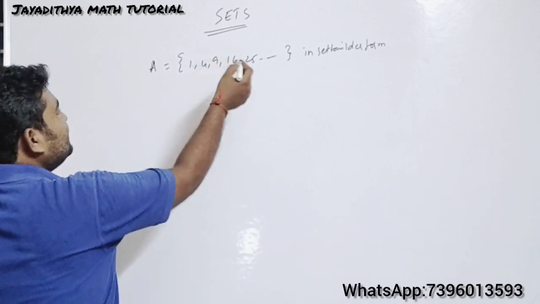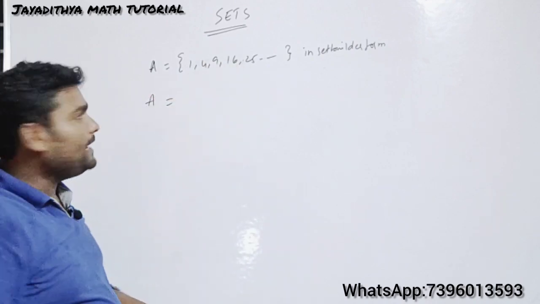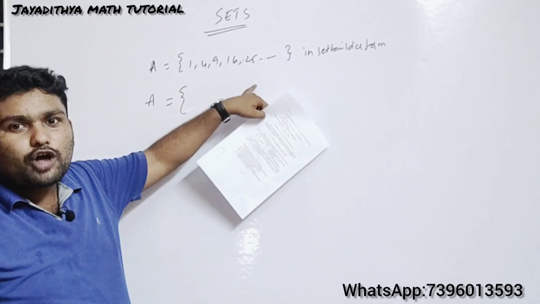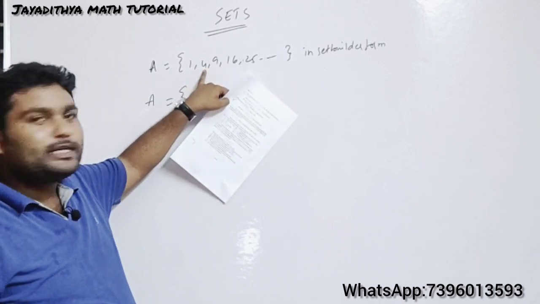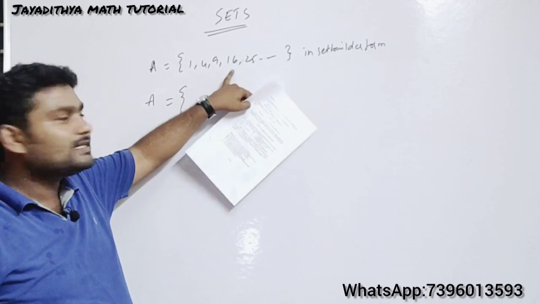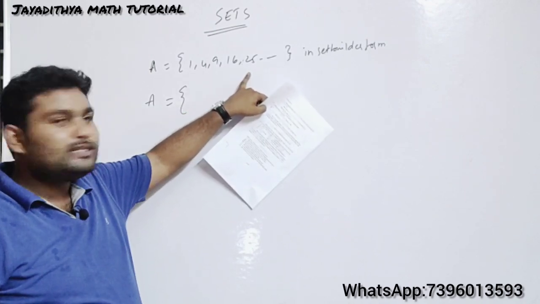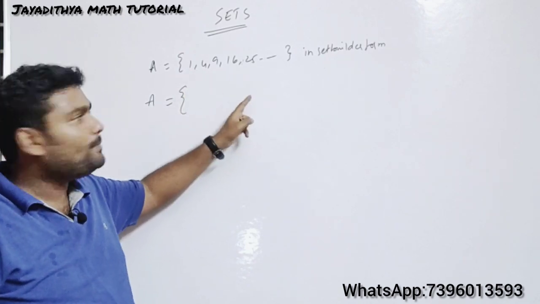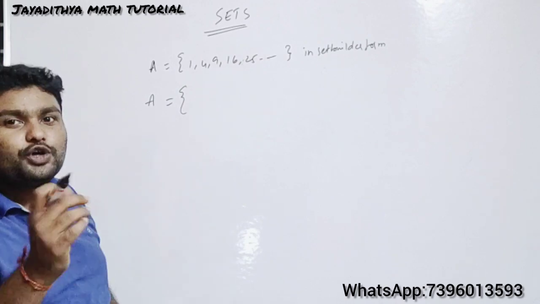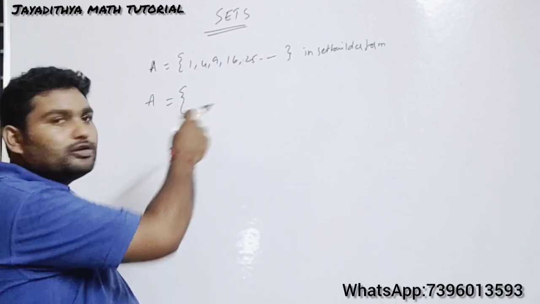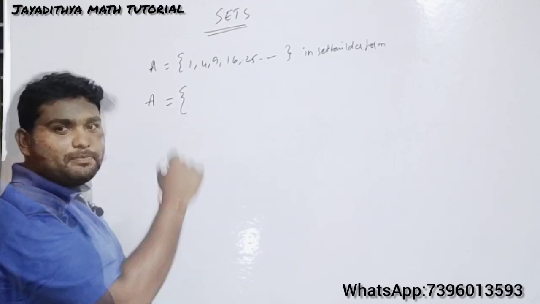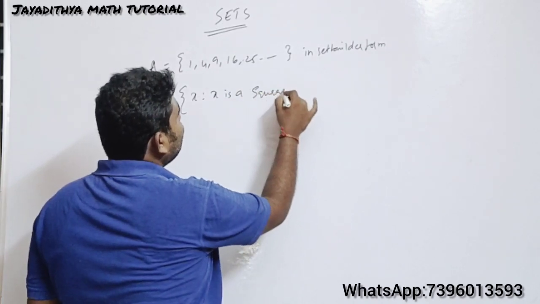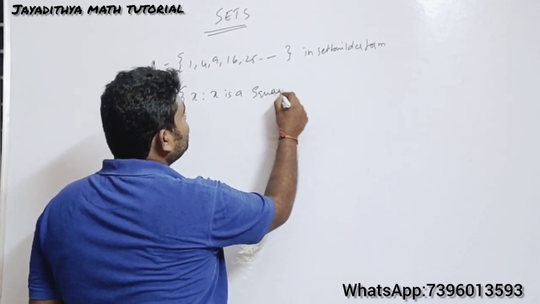So how to represent this in the set builder form? First of all you take the set A and keep the curly brackets. I already told you, first of all you understand what is the common property involved here. 1 is nothing but 1 square, 4 is 2 square, 9 is 3 square, 16 is 4 square, and 25 is 5 square. So you can understand that these are all square numbers, or squares of the natural numbers. By understanding the common property, you should write the set builder form. So how to write? Let us see now. Simply write it as x such that x is a square number.